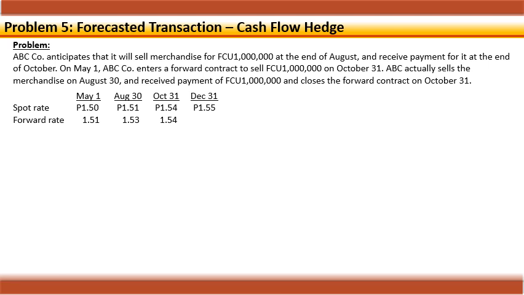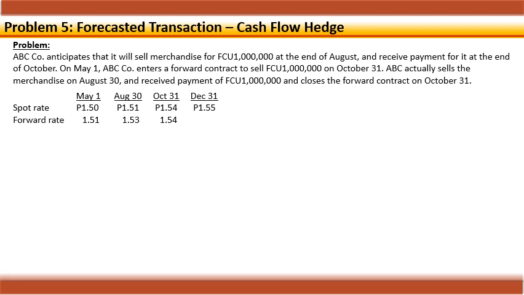Problem, ABC company anticipates that it will sell. So, ang forecasted transaction mo dito is a future sale for 1 million foreign currency unit at the end of August and will receive payment at the end of October. So, end of August, magbebenta. End of October, makaka-receive ka ng bayad. So, on May 1 is the time na na-forecast mo yung transaction na yun.